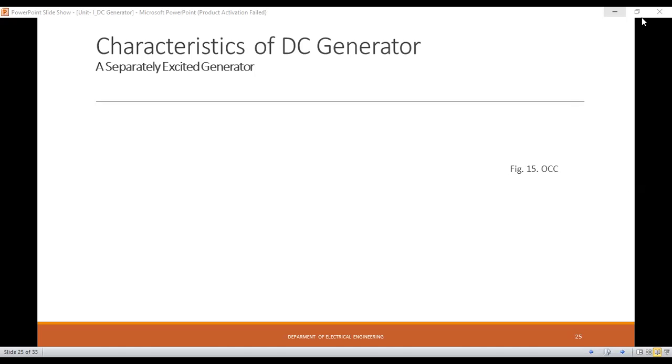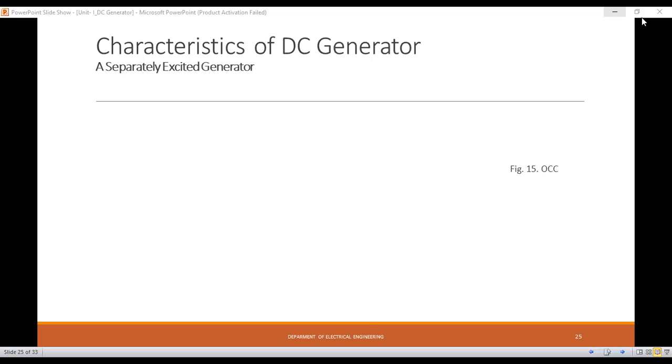In the previous lecture, we started the characteristics of DC generator. I told that there are three main characteristics of a DC generator. The first one is the magnetization characteristics, also called the no load characteristics or open circuit characteristics, that is OCC characteristics. The second one is the internal characteristics, or total characteristics.